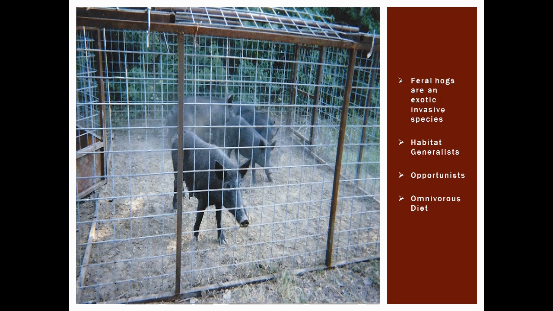Feral hogs are an exotic invasive species that have many negative impacts on both humans and the environment. Land managers have a variety of tools available for managing feral hogs. Box traps are a tool that land managers can use to reduce feral hog populations on their property. In this video, we will discuss structural modifications that can be made to improve the effectiveness of box traps.